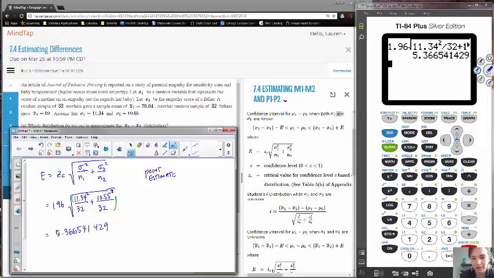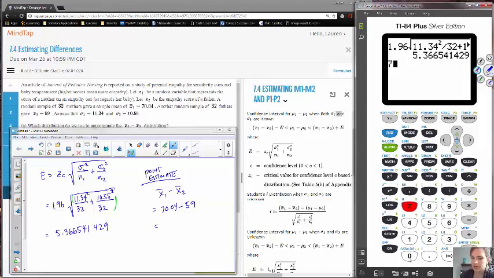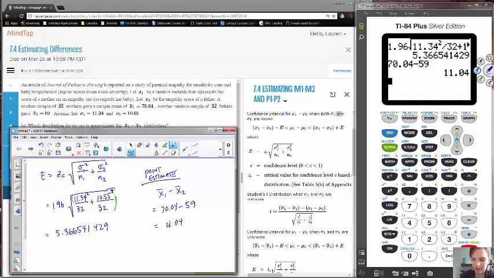The point estimate, or the best guess we have for the difference between these two means, is the difference between the sample means. In this case, that's x bar 1 minus x bar 2. So x bar 1, 70.04, x bar 2, 59, gives us a difference of 70.04 minus 59. It's 11.04. And then the confidence interval will be the 11.04 plus and minus the 5.37.